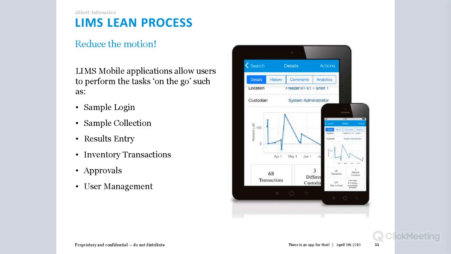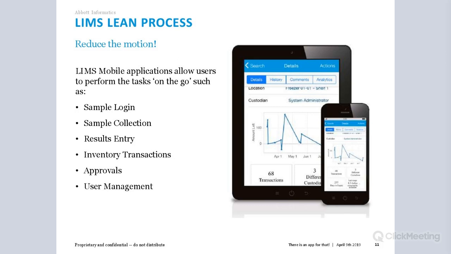The 8 include number 1, defects, such as errors or corrections due to work not being performed correctly. Number 2, overproduction. An example of this would be producing too much of a testing reagent or maybe making it too soon than it was required, so it might go out of its validation period or expiry.